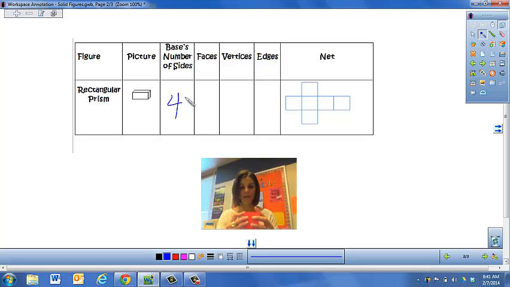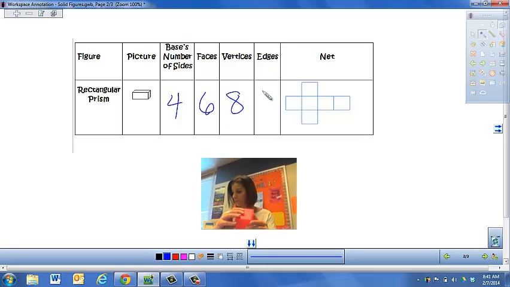Now the faces, that's the flat surface on the shape. So these are all considered faces. There's 6 faces on a rectangular prism. The vertices are really like points. It's where they come together. So here, 1, 2, 3, 4. Then we also have 4 on the bottom for a total of 8 vertices. Now the edges are where the faces meet. They meet here, there's 4, but they also meet at the top on the bases as well. So you also have 4 on the top and 4 on the bottom base for a total of 12 edges.